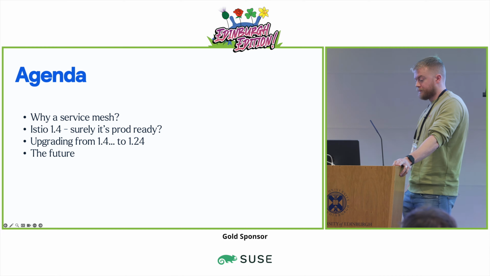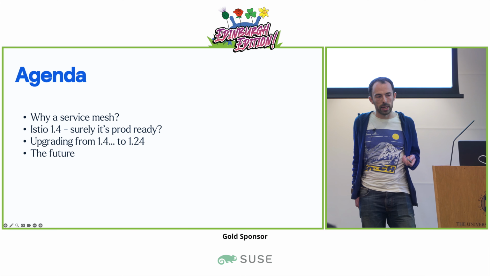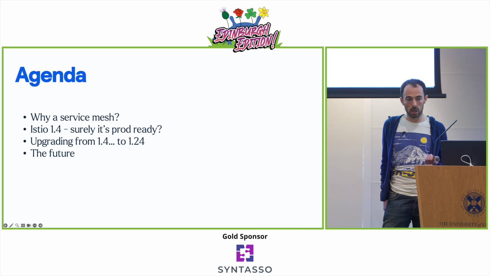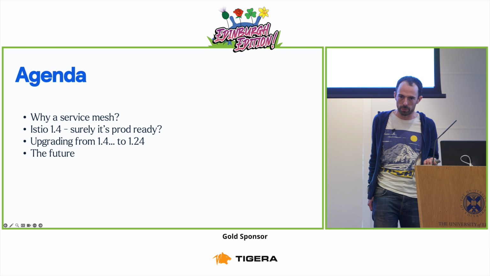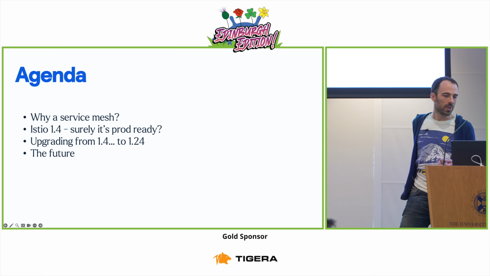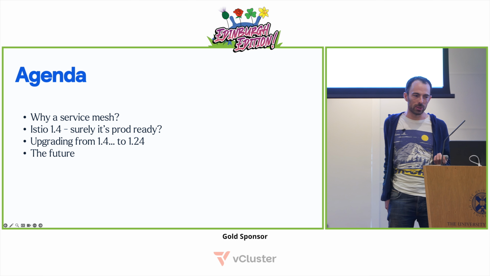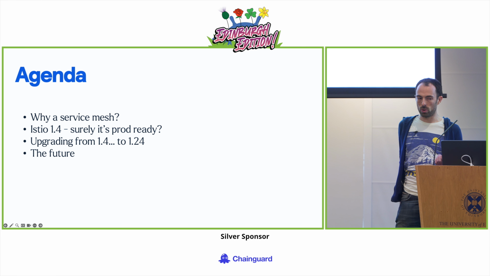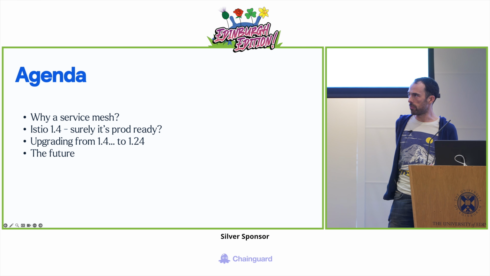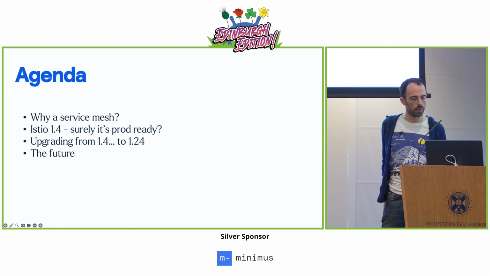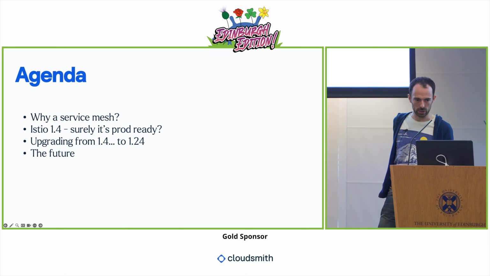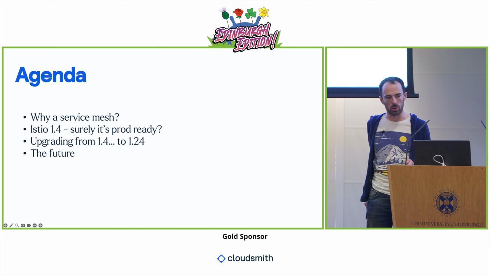Sweet. So we'll quickly cover why Skyscanner decided to use a service mesh, because it's entirely possible to run cloud-native software without a service mesh, despite what some vendors might tell you. Our initial launch of Istio 1.4 as our service mesh in production, upgrading all the way from Istio 1.4 to 1.24, and we're now at 1.26. And also the future. So some of the benefits, a lot of the challenges that we've experienced along the way as well.